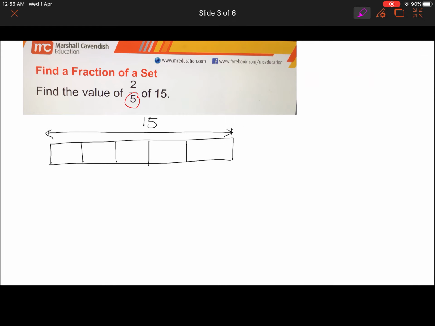We also know that the question asks us to find 2/5 out of 15. So 2/5. So how do we find this answer? So 1 part of this model is equals to 1/5, 1/5, 1/5, 1/5, 1/5.